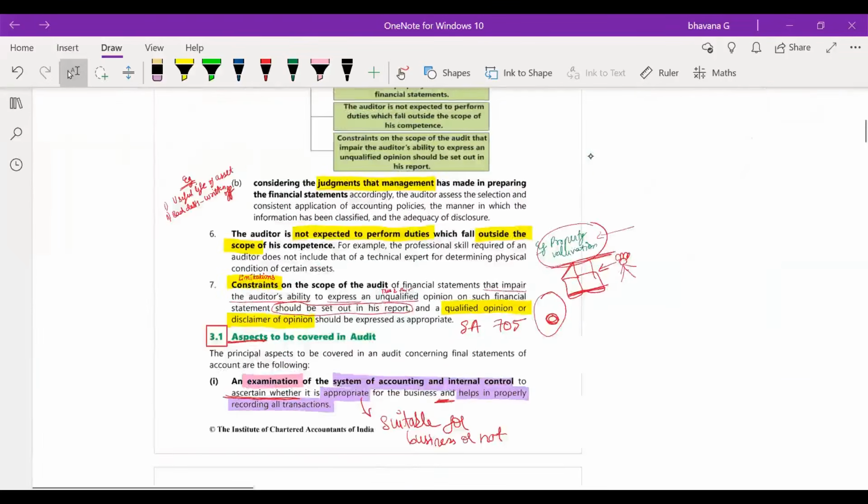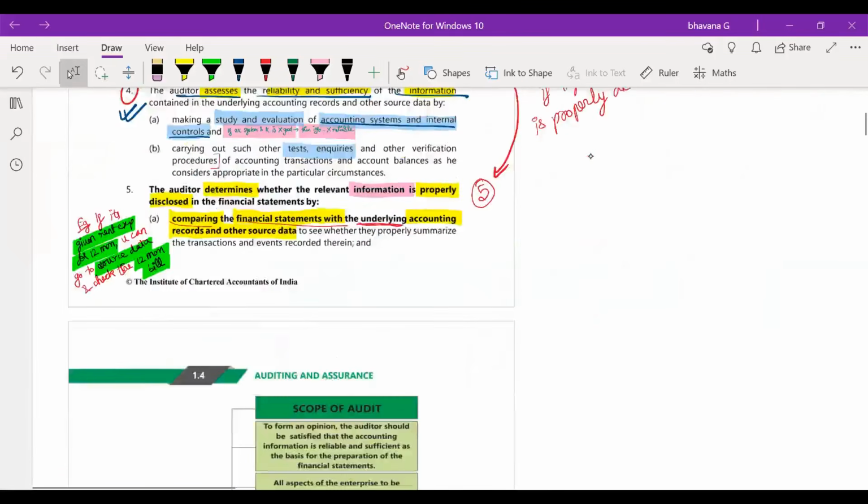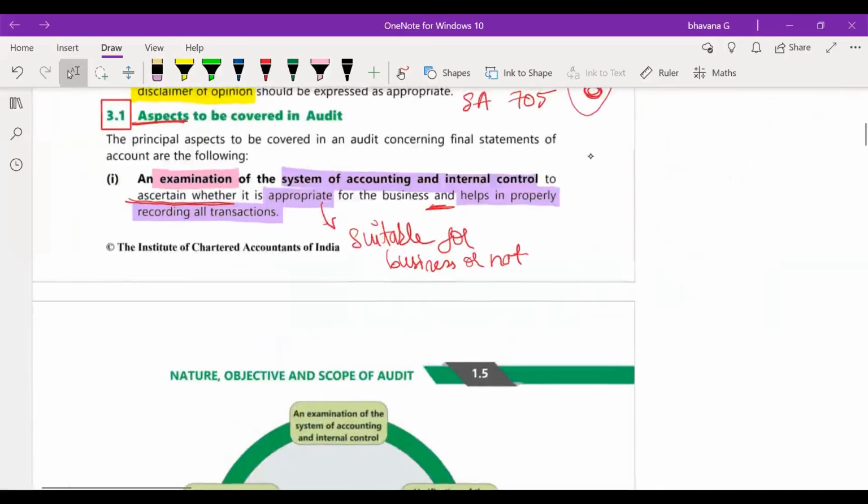In the first point we read that there are a few areas or aspects that the auditor has to cover. Now we are going to read what those aspects are. First, the auditor has to do the examination of accounting system and internal control. Already in the last scope of audit we read this point. He has to examine the accounting system and the internal record and assess whether they are appropriate. That means whatever accounting system or internal controls have been adopted by the company, are they appropriate? You have to check. Are they suitable for the business or not?